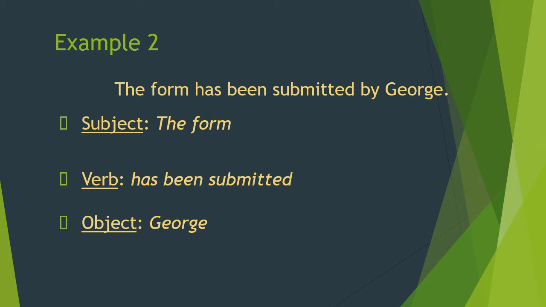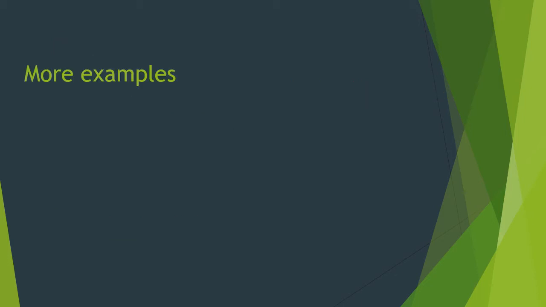Passive voice is used when the focus is on the action. It is not important or not known, however, who or what is performing the action. Let us make it clear with more examples.